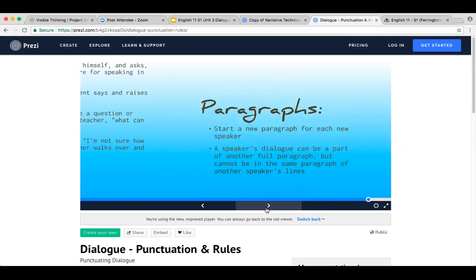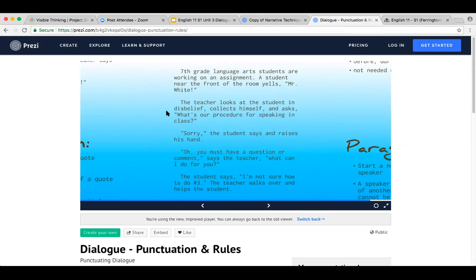So there are actions happening here, like this is a paragraph, right? But it only has one speaker in it. As you see, each one of these paragraphs is one speaker. And this is a really short line, but it's its own paragraph because the student's talking here, the teacher's talking here, the teacher's talking here. So you have to have its own paragraph.